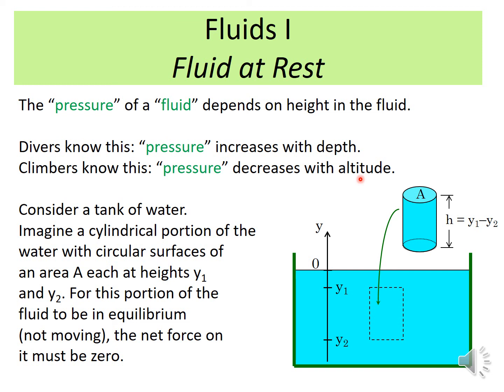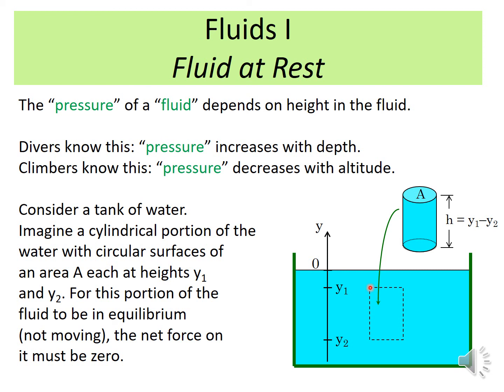not enough pressure in order to hike up to these heights without extra pressurized air. So let's consider this tank of water, and we are going to look at this volume element of water, which has a height h and an area A, and is placed down here in our tank. So this is where this water element is located.